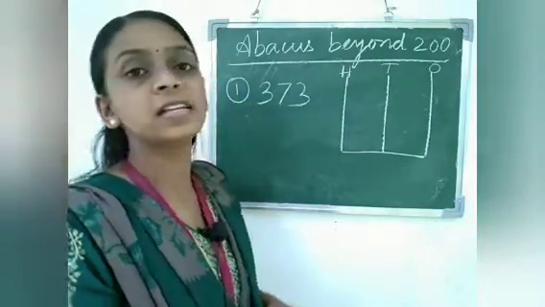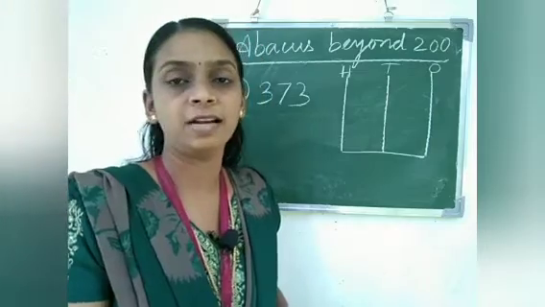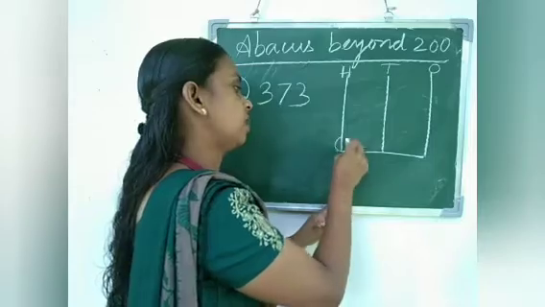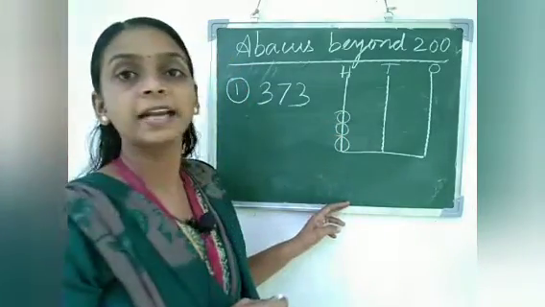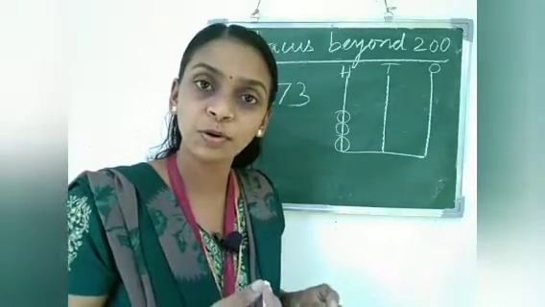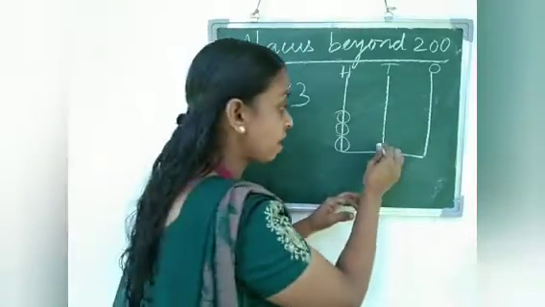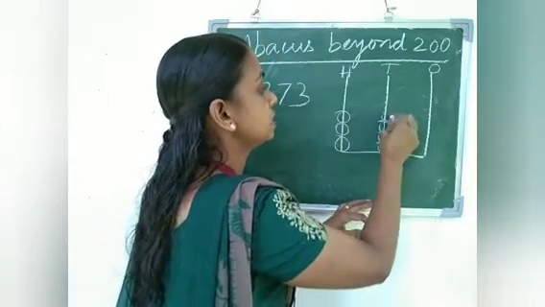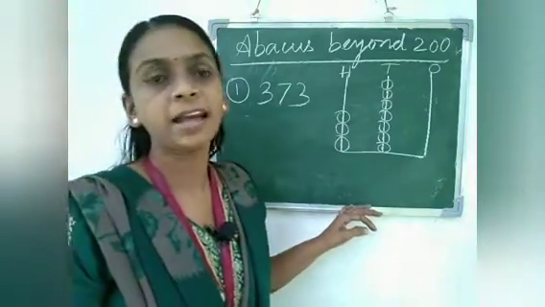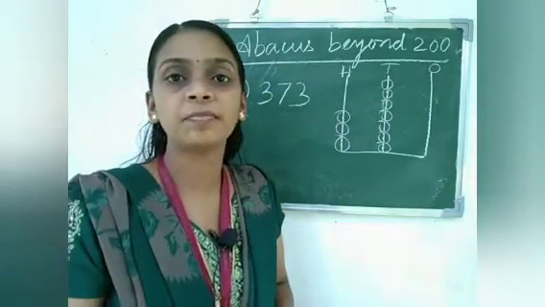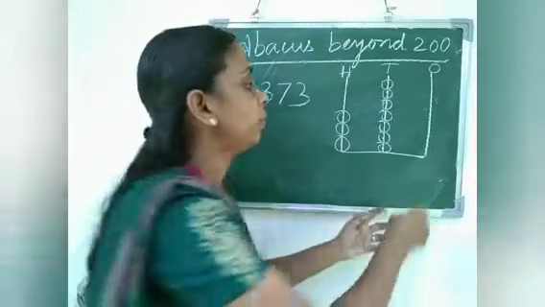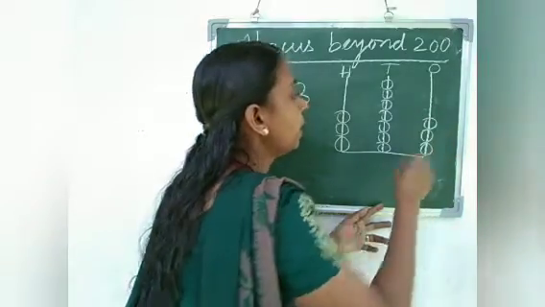So here in the hundreds place, the number is 3. So we have to draw how many beads here? Yes, we have to draw 3 beads here. And tens place, which is the number 7. So how many beads do we have to draw? We have to draw 7 beads to represent the tens place. And in ones place, the number is again 3, so we have to draw 3 beads.